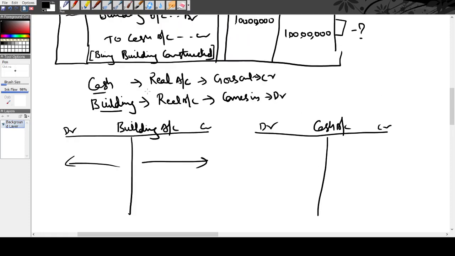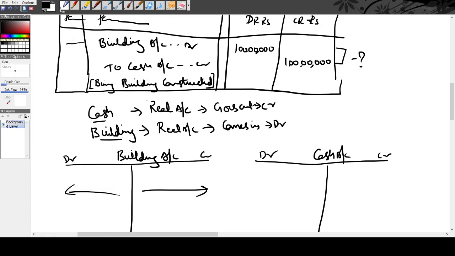What this journal entry is telling us is we have to record this transaction in the building account on the debit side. 1 crore rupees on the debit side. I have spent cash for it. And in the cash account, I should write by building on the credit side, because we have spent cash.